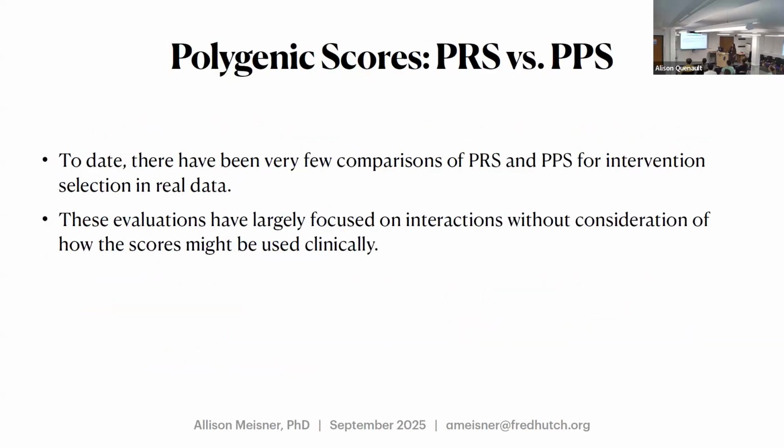But there have been very few comparisons of PRS and PPS for intervention selection in real data. And these studies have largely focused on just interactions without considerations of how these scores might be used clinically. So a lot of times when people are doing these types of analyses, they evaluate the interaction, they stop there, and they don't look at what the individualized intervention effects are or how this might affect individuals who would be using it clinically.